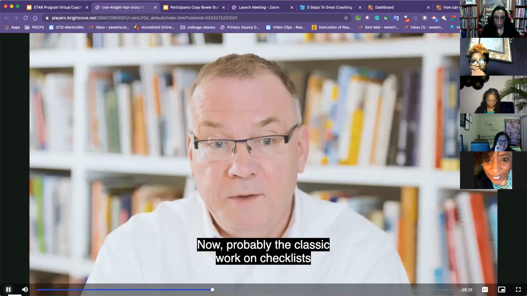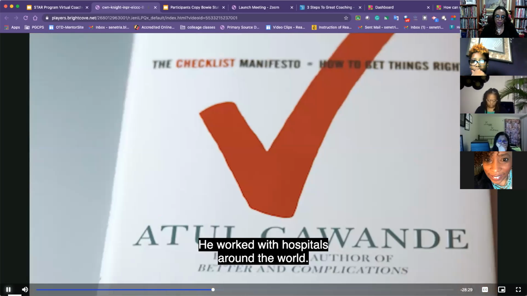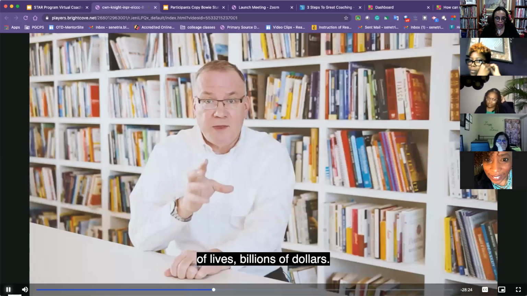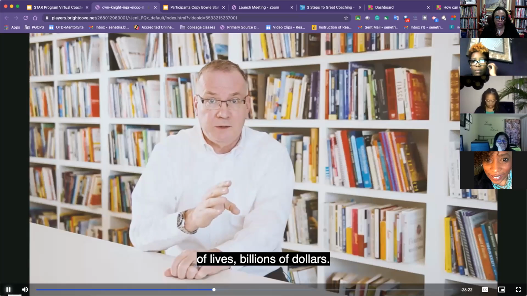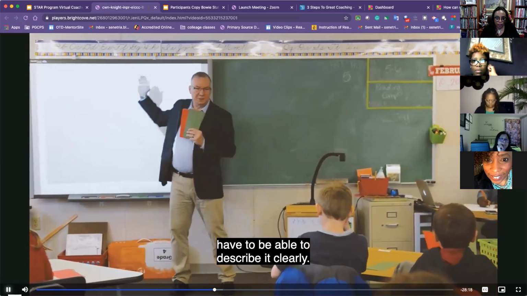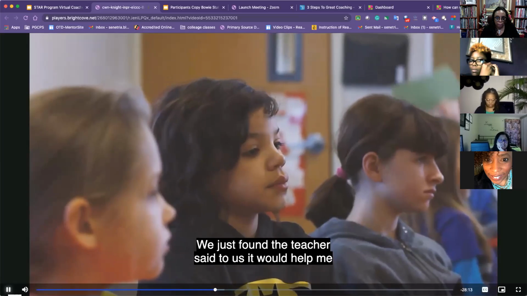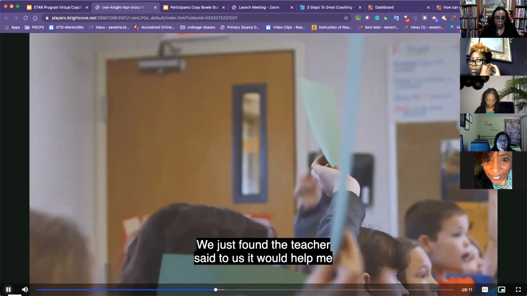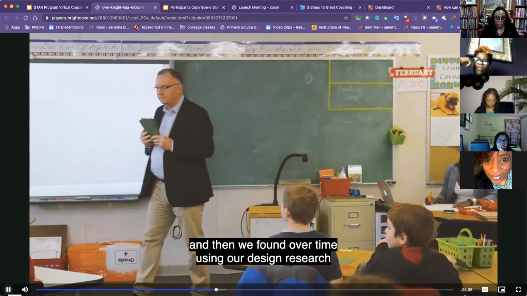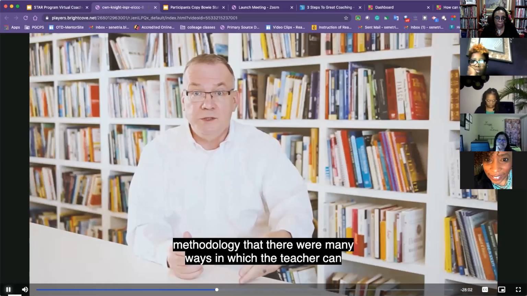Now, probably the classic work on checklists is Atul Gawande's Checklist Manifesto. He worked with hospitals around the world. He found that the simple checklist could save thousands of lives, billions of dollars. He just validated our belief that we have to be able to describe it clearly. Modeling has been a part of learning for decades. We just found that teachers said to us, it would help me if I could see this before I have to do it. And then we found over time, using our design research methodology, that there are many ways in which the teacher can see it.